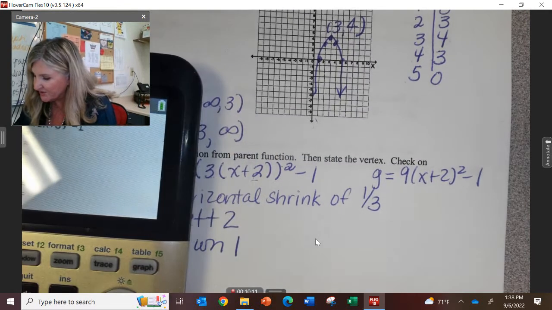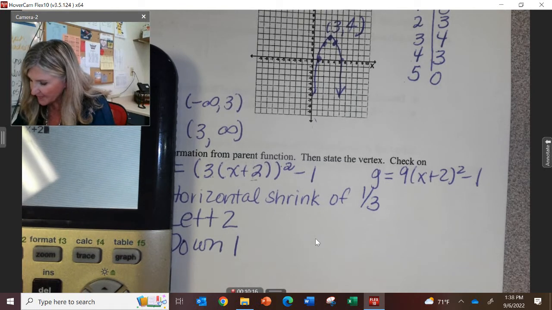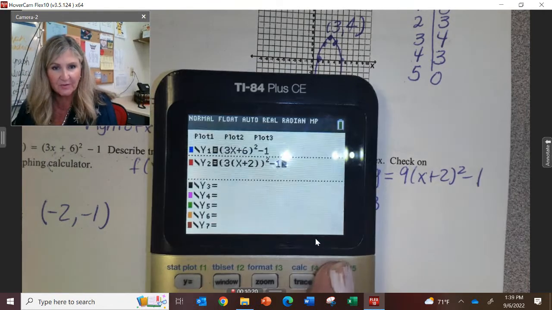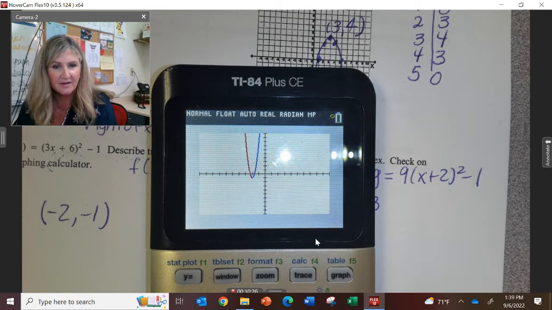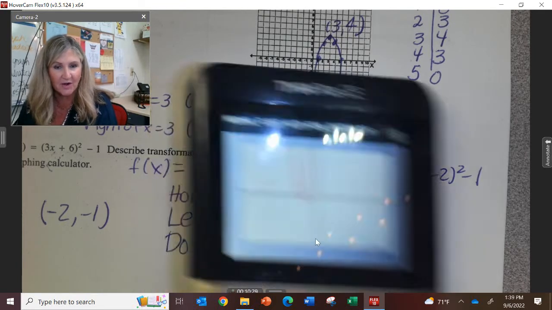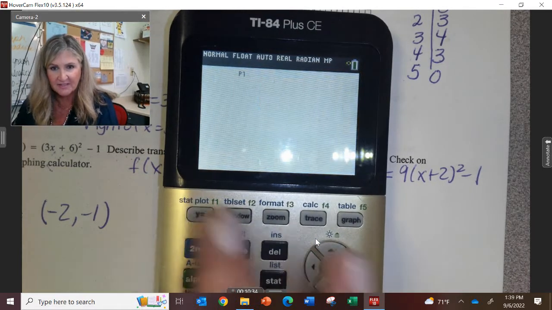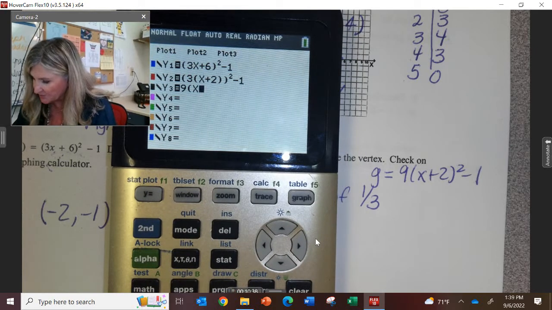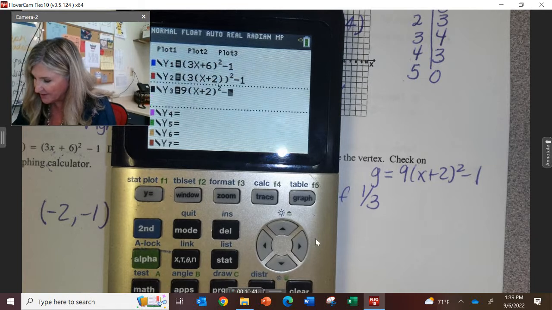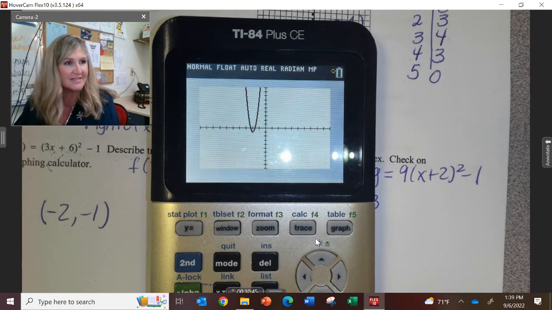This was our original function. First, we said this was equivalent. Right? That was the first one that we said is equivalent. We factored that 3 out. Watch. There's the blue one. Here comes the one we said was another name for it, right? This one. Now I'm saying that this one's equivalent. Let's check it and see. So now I come down here and I'm going to put in 9 parentheses x plus 2 squared minus 1. Graph that one. See how it is exactly the same?